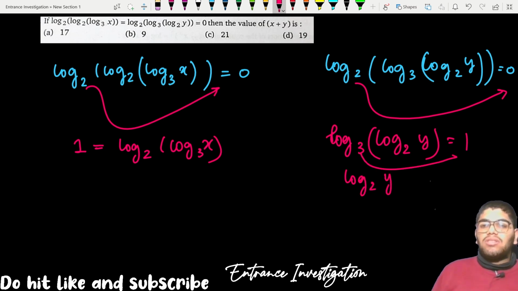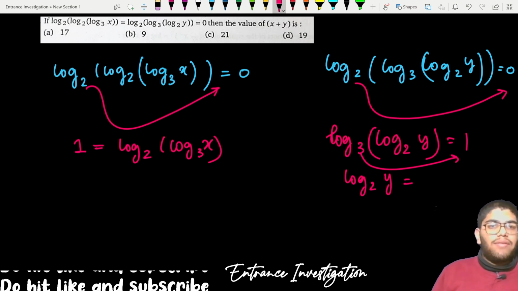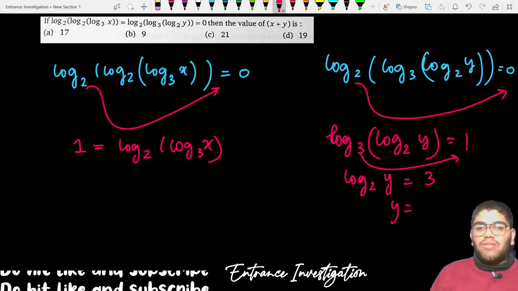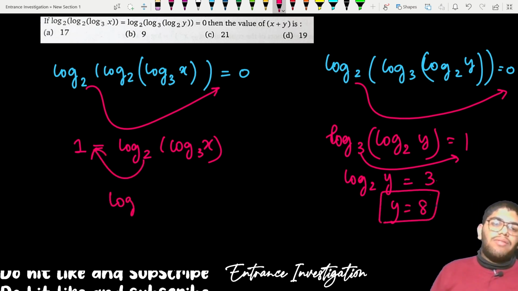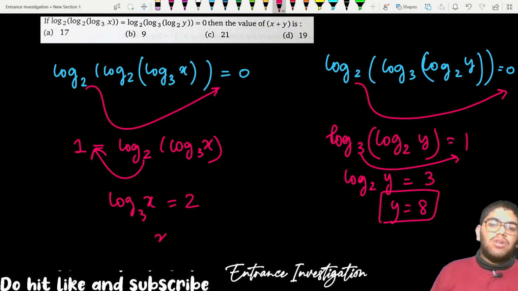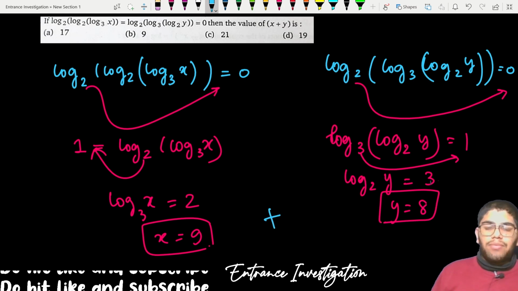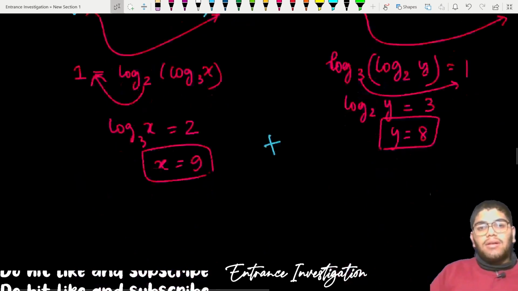So I'm just solving, so this is 3, this is my x, I have to calculate x plus y, so I have to calculate x and y. This is 3, so the value of y is coming 8, and from here log of x base 3 has the value 2, so x is coming 9. The sum of 9 and 8, add it, 17. Simple as that, nothing difficult in this thing.